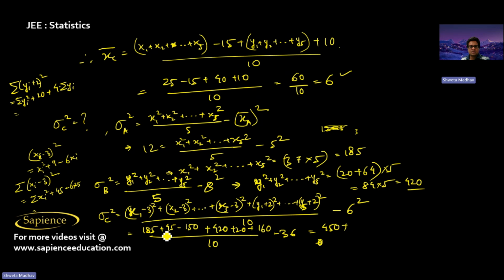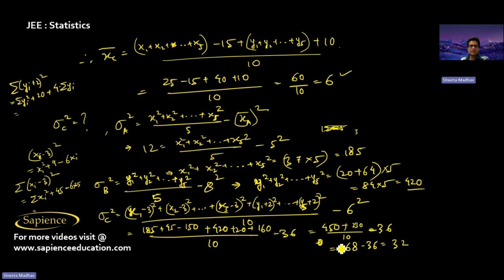50 plus 180, that is 230 divided by 10. So this is 45 plus 23 actually. Okay, minus 36. So 45 plus 23 is 68 minus 36. So that is 32.